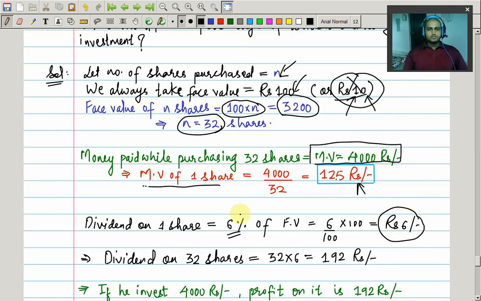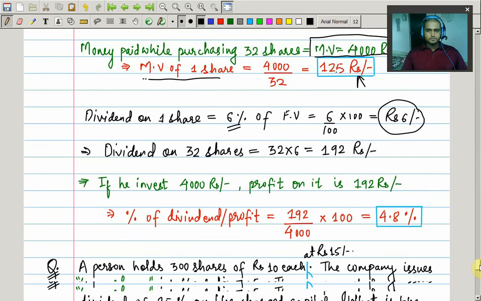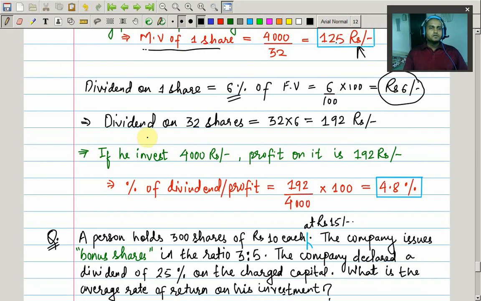So what is the dividend on one share? 6% of face value. So 6 upon 100 into 100, so rupees 6. So this is the dividend. Dividend on 32 shares. On one share you are getting 6 rupees. Then on 32 shares you will get 32 into 6. 192 rupees is your profit. So if he invests 4,000 rupees, the profit is 192.